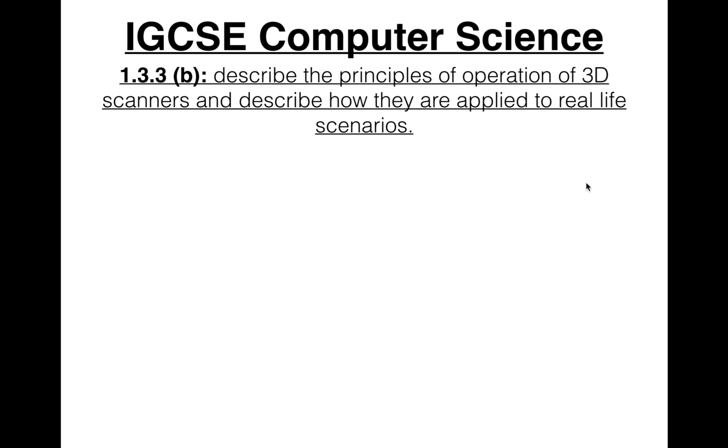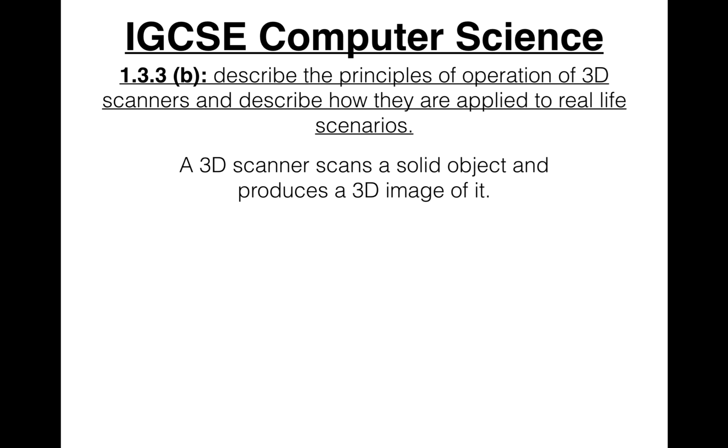Anyway, 3D scanners. Now, we looked at 2D scanners in the last video. 3D scanners, of course, work a bit differently because in 2D scanners we have X and Y coordinates. In 3D scanners we have X, Y, Z. So we're going to see how these work. So, of course, a 3D scanner scans a solid object and produces a 3D electronic image of it.